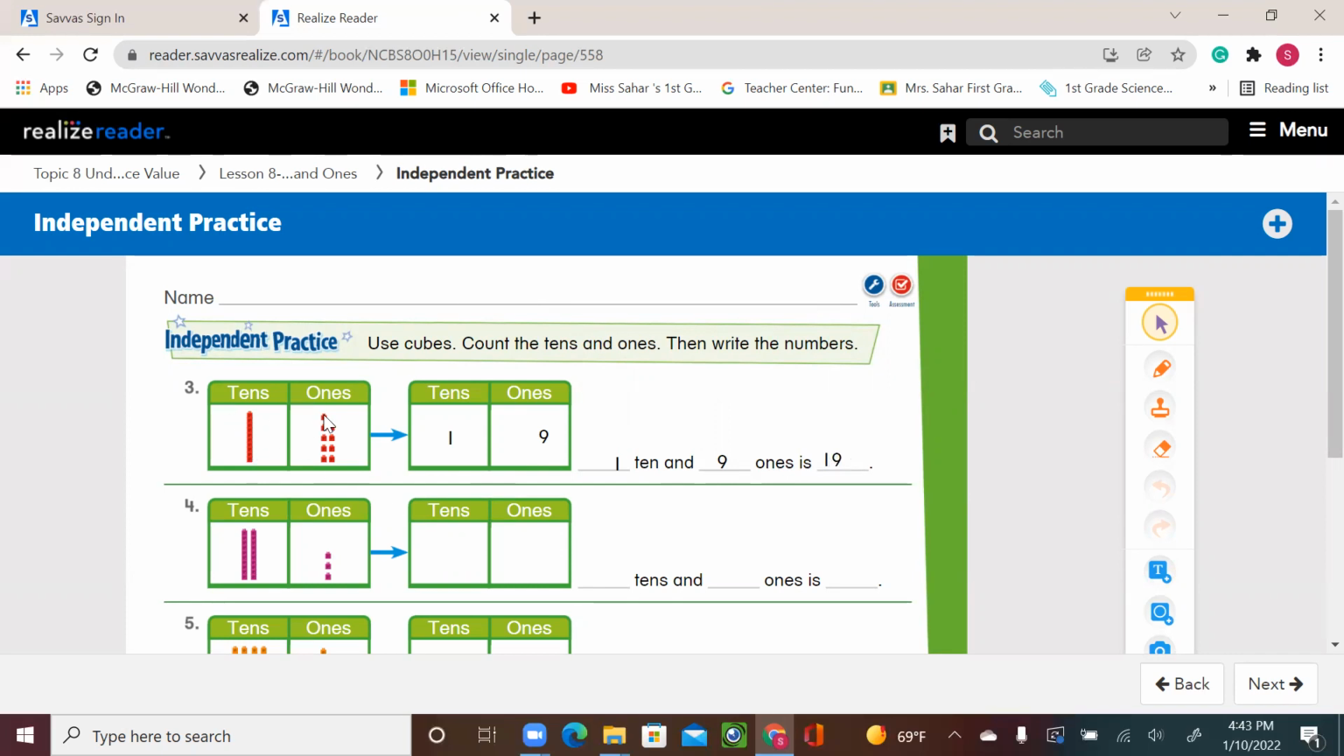So 1 ten, 9 ones. These are my counters. I put it with numbers, so I write count. I know group of 10 means 1 ten and 9 ones. I put them here so that I know 10 and 9 equals 19.